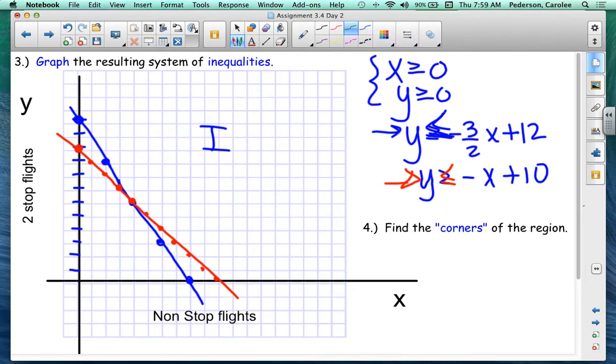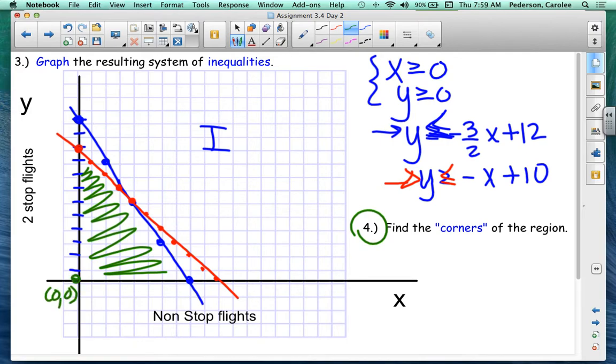Now I'm just going to change colors here. I notice that I have to graph this region right in here, and this is what we call the feasible region. In step 4 we want to find the 4 corners. One of the corners is 0, 0. One of the other corners is 8, 0. This corner here is 0, 10. And this last one is over 4 and up 6. Those are our 4 corners of the region.